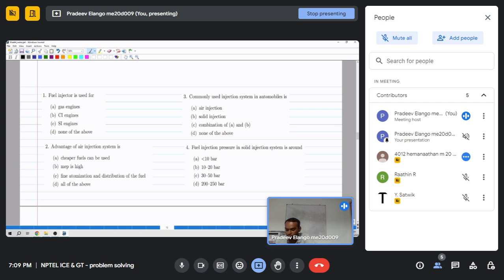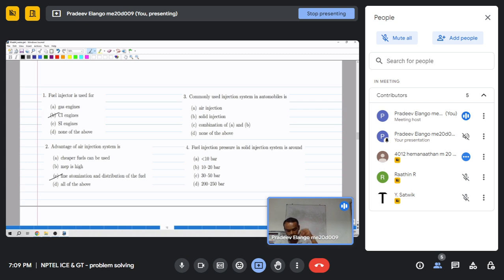Fuel injector is used for gas engine, CI engine, SI engine, and etc. Advantage of air injection system is cheaper fuel can be used, MEP is high, fine atomization and distribution of the fuel, all of the above. Fine atomization and distribution of fuel.